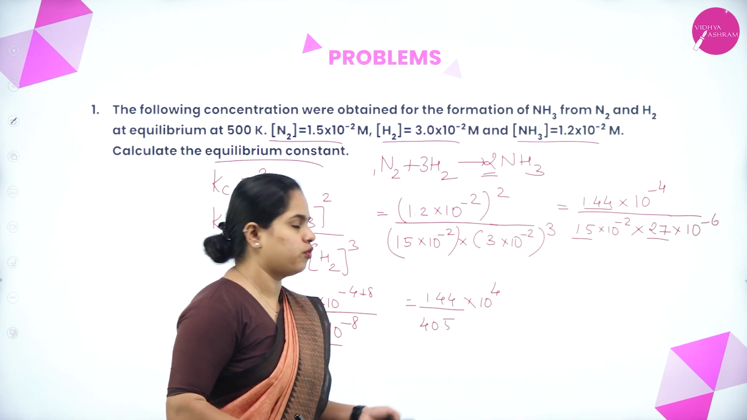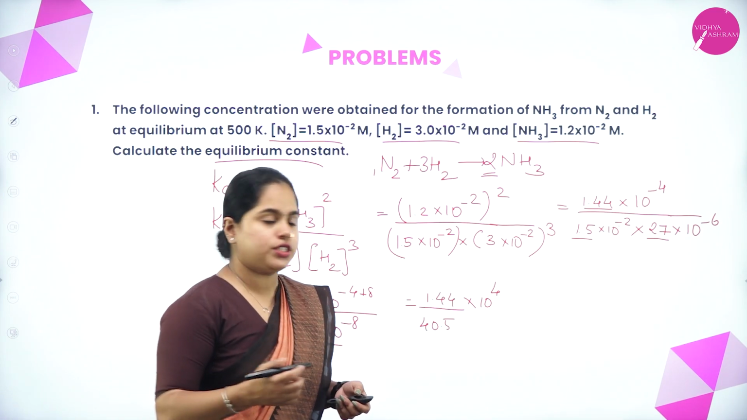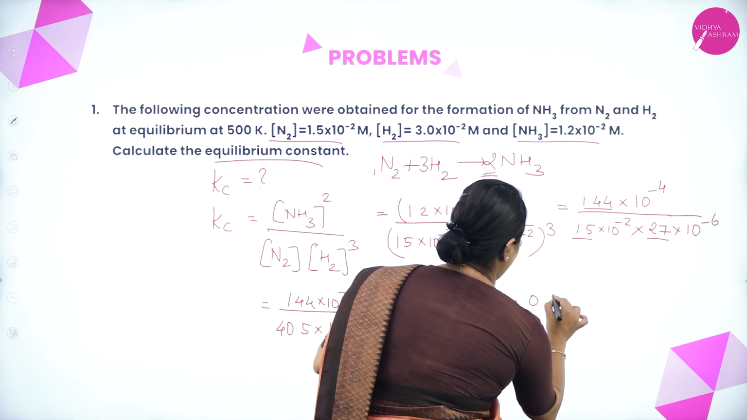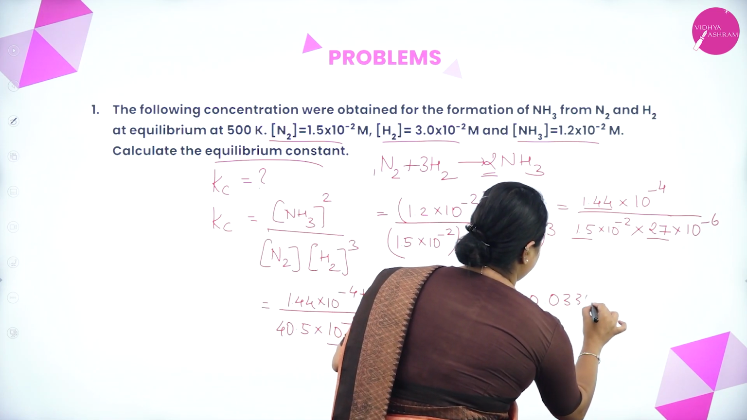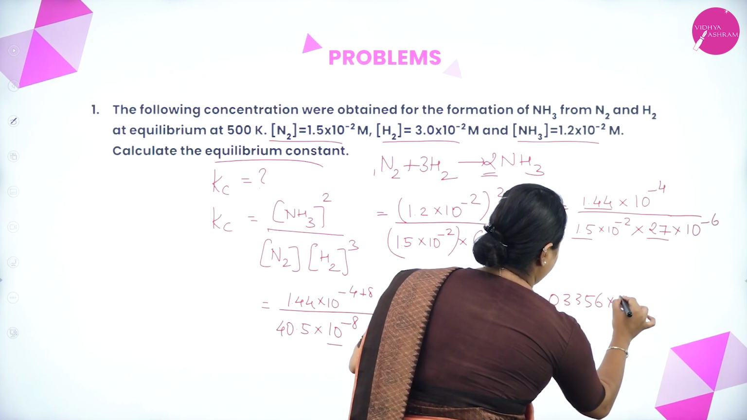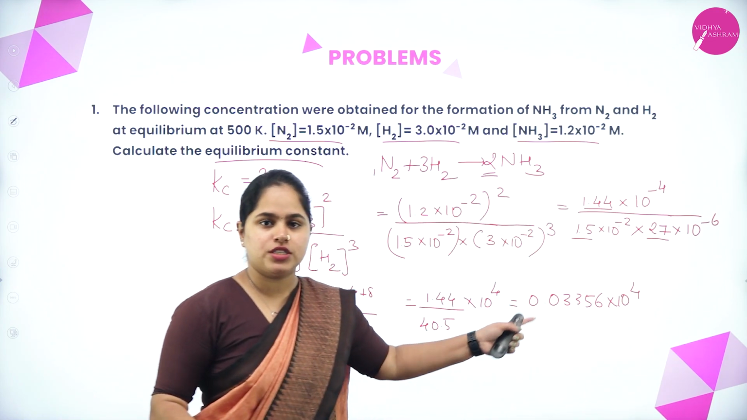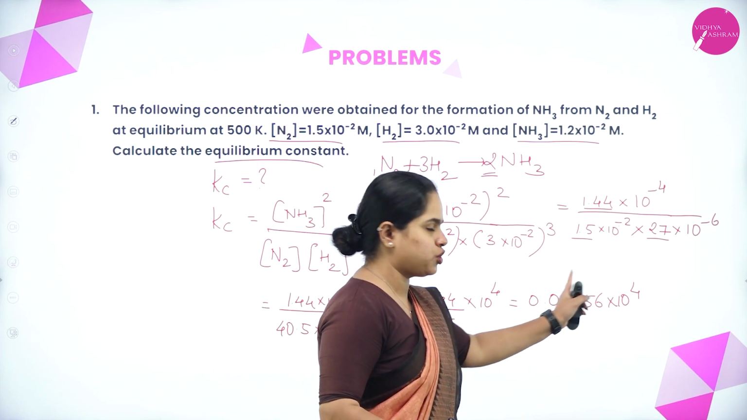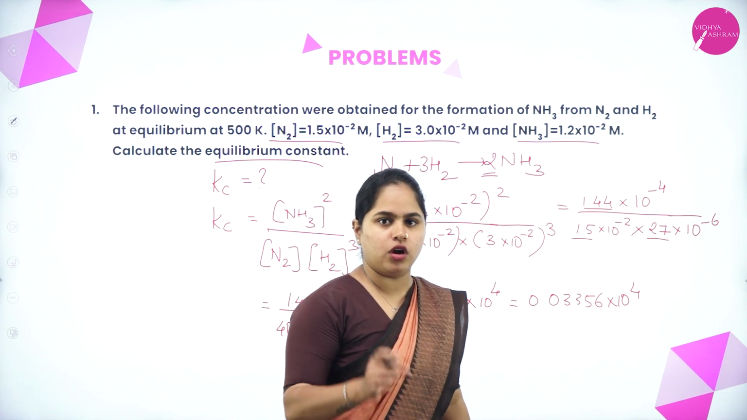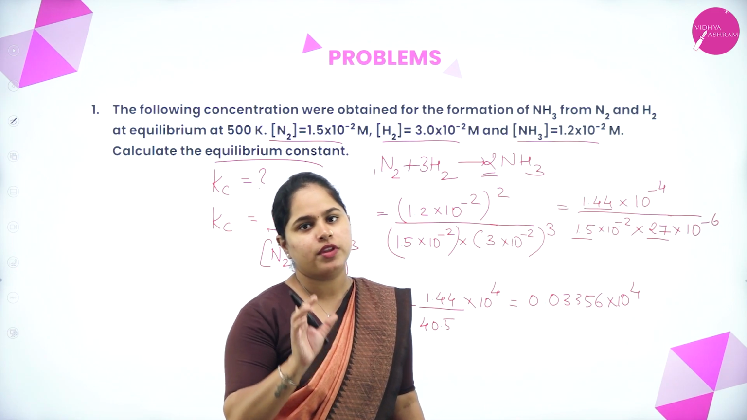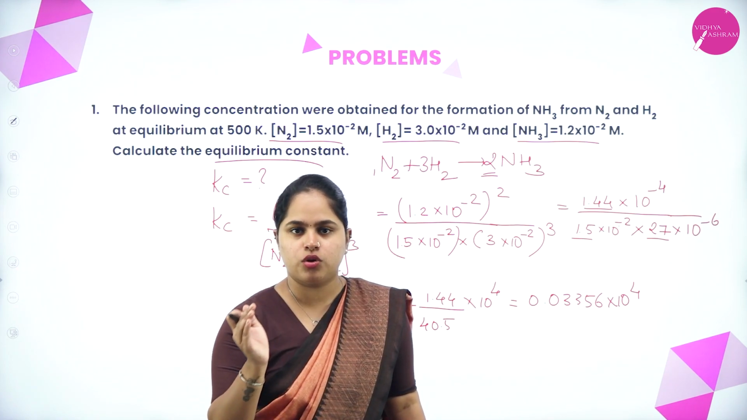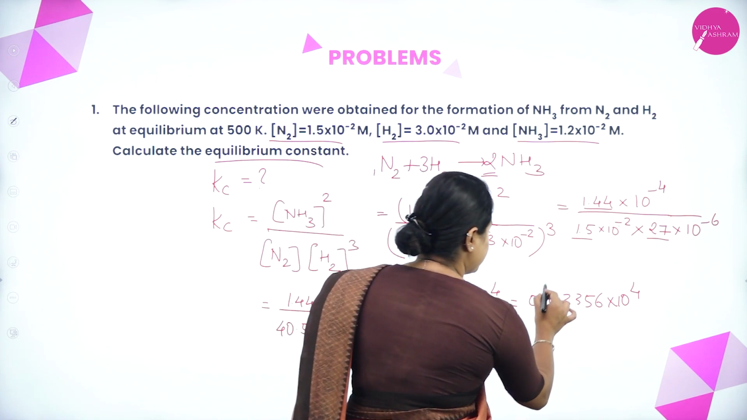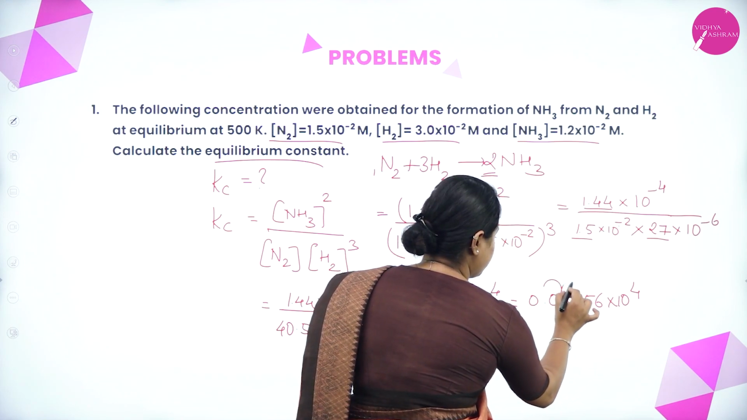We have to do 1.44 divided by 40.5, which is equal to 0.03356 into 10 to the power 4. So instead of keeping it like this, what do we do? We have to move this 2 places to the right because the n value will come in the range from 0 to 9. So we are going to move it 2 places to the right.